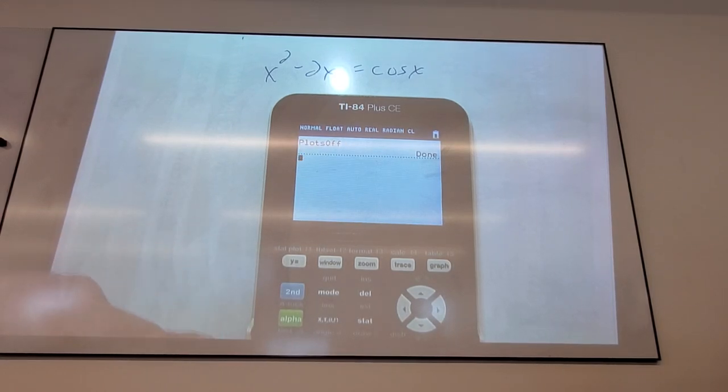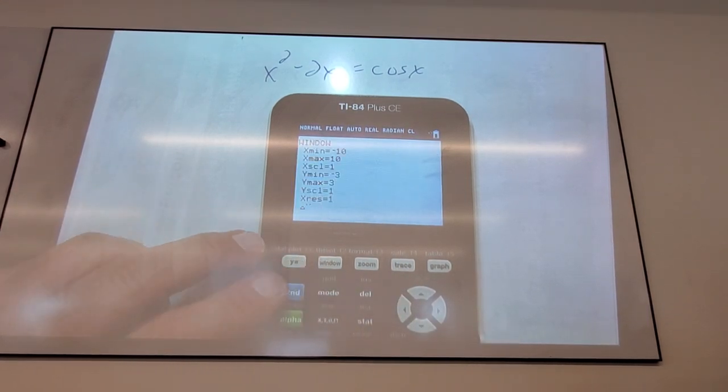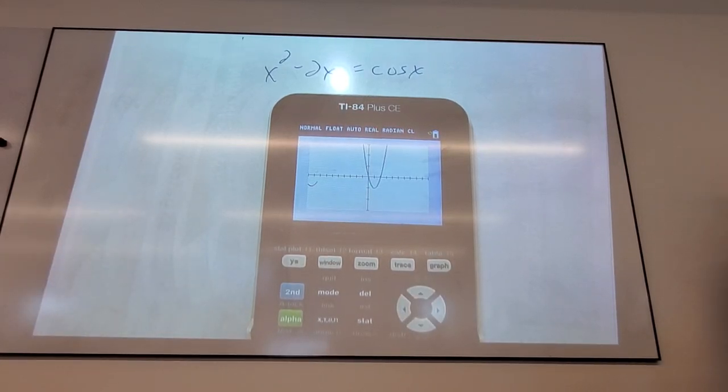Does it say plots off? Yeah. Did it say done? Yep. Now hit zoom 6. Whatever you have to do, get to the graph. It should be able to graph it now. So for the rest of us, it should look a little bit better. Did I actually change the window? I guess I did. Yes, I did.